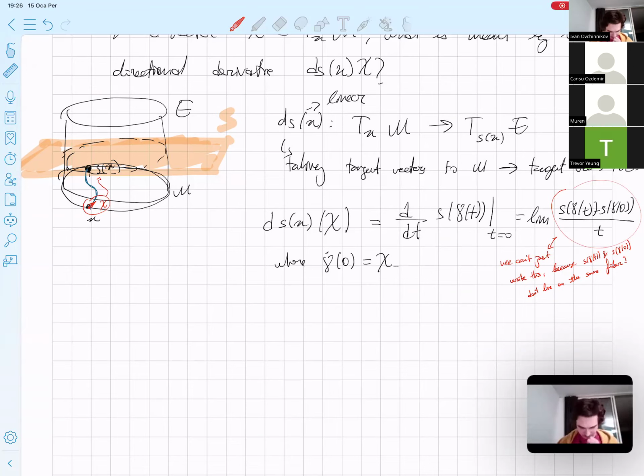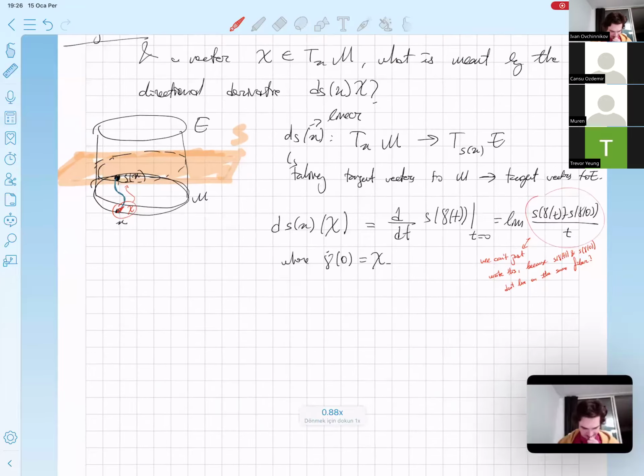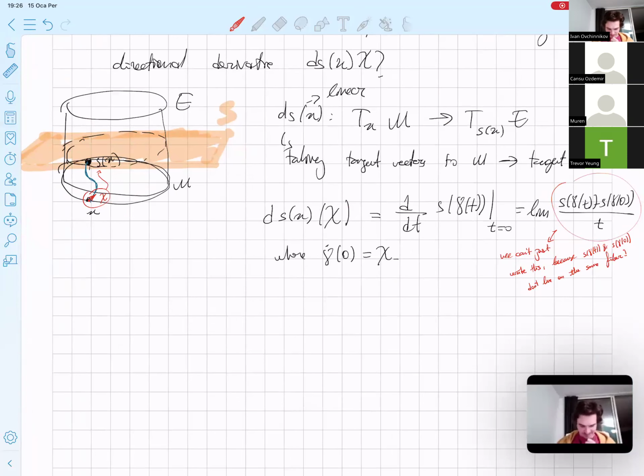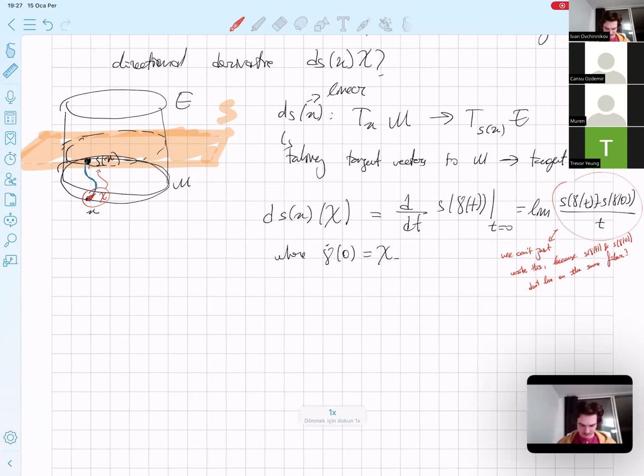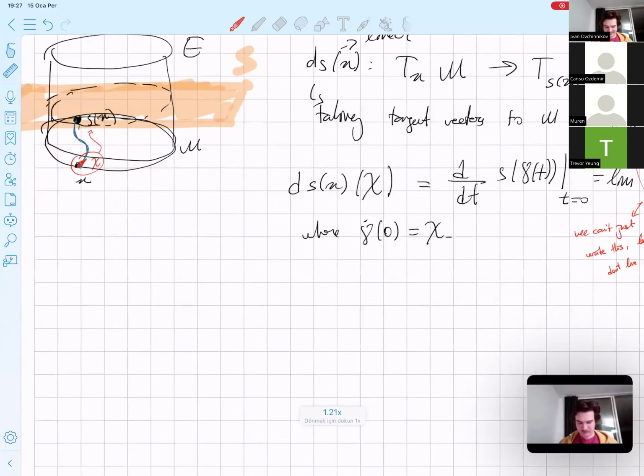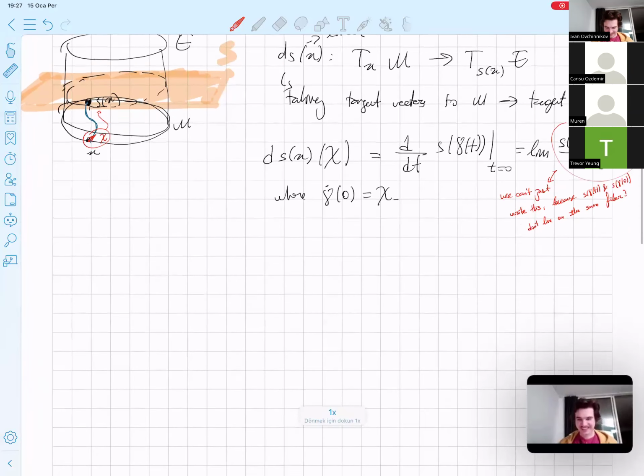So we don't know how to do this. It doesn't even make sense. So we're going to try to find a solution to this. Now, what do we need? First of all, sorry, I'm thinking I'm skipping something here. Okay, maybe not.